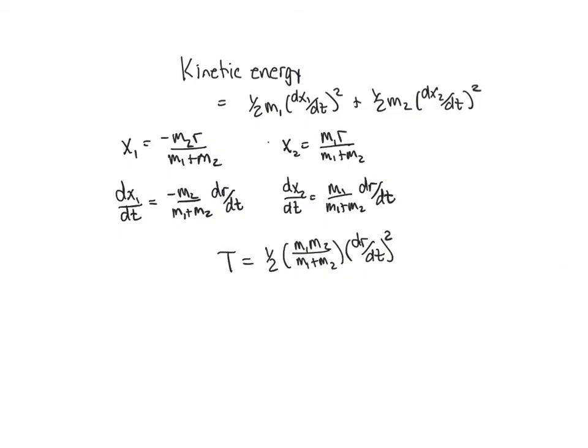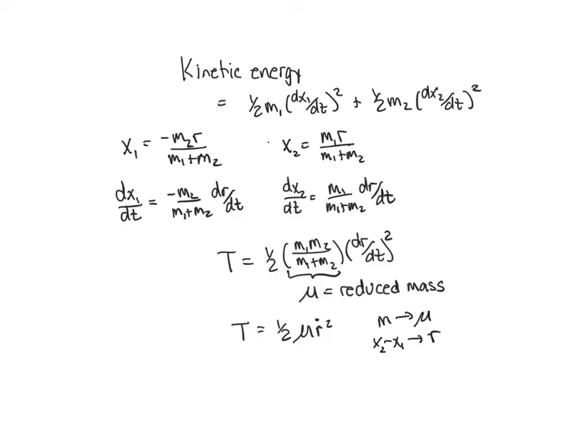Now, you might recognize this quantity as the reduced mass. We give this the symbol mu, and it is called the reduced mass. So I can write my kinetic energy as 1/2 times the reduced mass times the derivative of r with respect to time, squared, in this new coordinate system. Notice that to get to this kinetic energy in the new coordinate system, we've really just replaced the mass with the reduced mass, and x2 minus x1 with r.